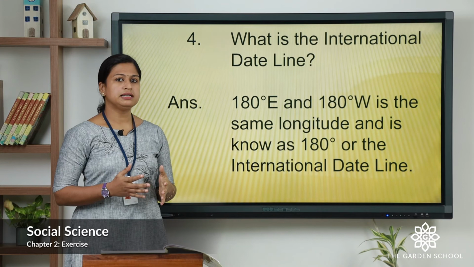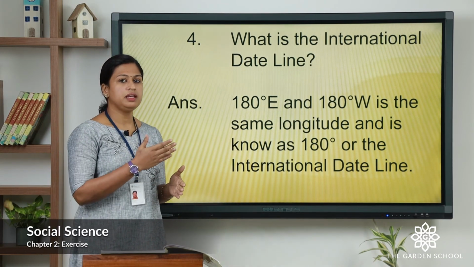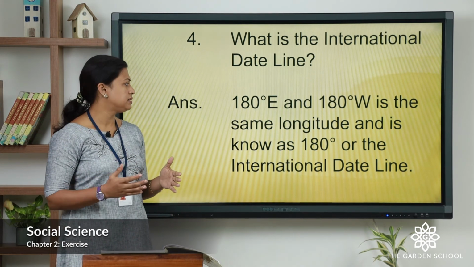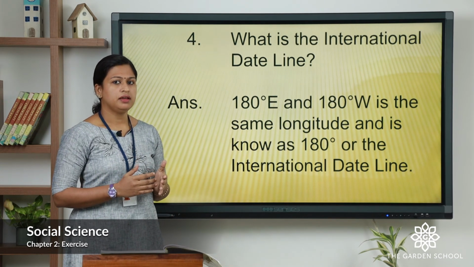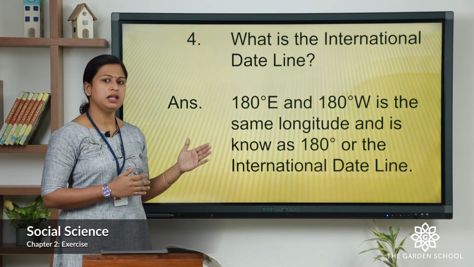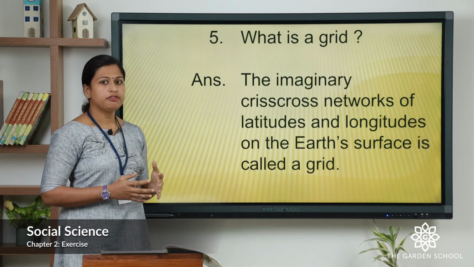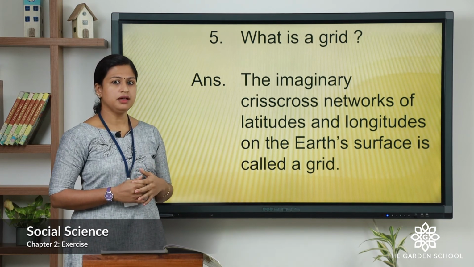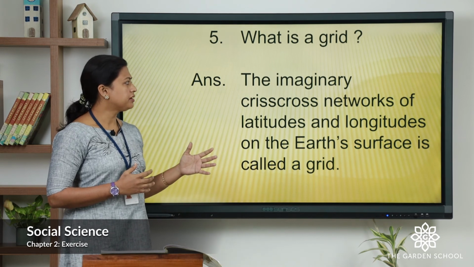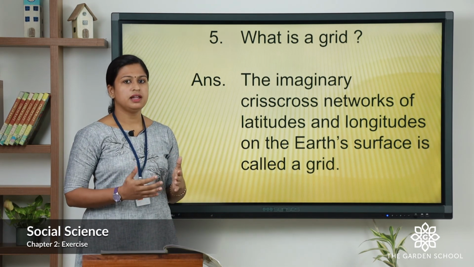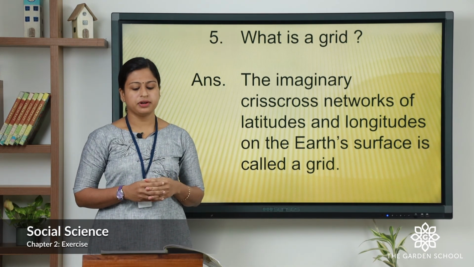What is the international date line? As we all know, 180 degree east and 180 degree west are the same longitude and is known as 180 degree, and it is also known as the international date line. Fifth question is, what is a grid? Now let's see the correct answer. The imaginary crisscross network of latitude and longitude on the Earth's surface is called a grid.